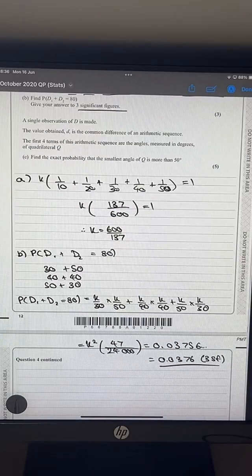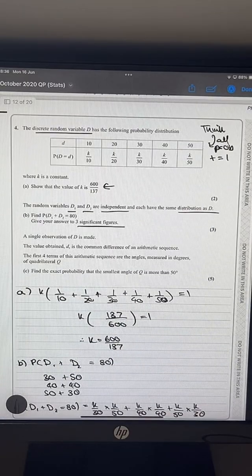So I'm going to repeat that again. We just need to understand the notation. That's probably the hardest part. So the probability that D1 plus D2 is equal to 80. Imagine this is the distribution for D1, and it's also the distribution for D2 because it's telling us it's the same. D1 can take any of these values and so can D2. So if I select a value from here for D1 and another value from there, what is the chance that both of those, when added, equal 80?